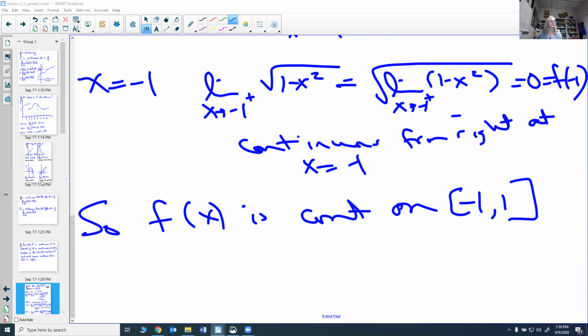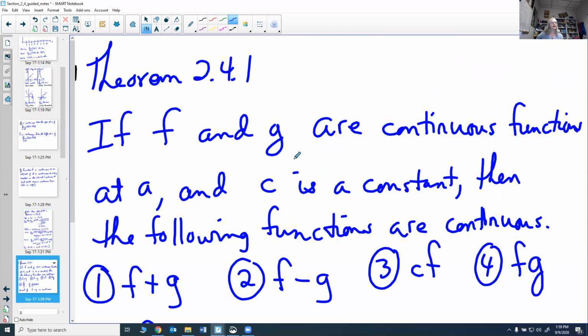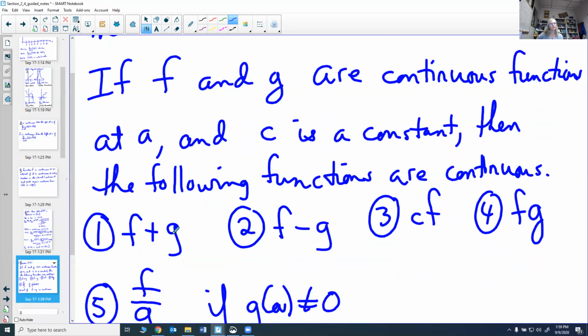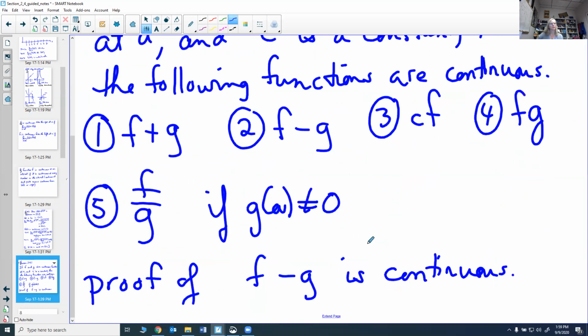All right, another theorem. This theorem says if f and g are continuous functions at a, and c is just some constant, then the following functions are also continuous. So f plus g would still be continuous. f minus g would still be continuous. Some constant times f would still be continuous. Multiplication of two functions would still be continuous. Division of the functions would be continuous provided that g of a is not 0.